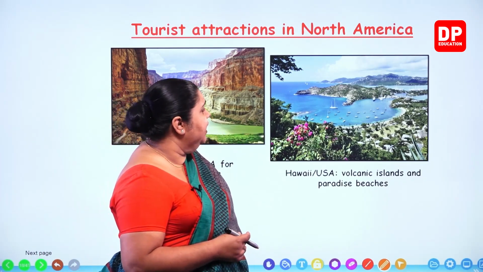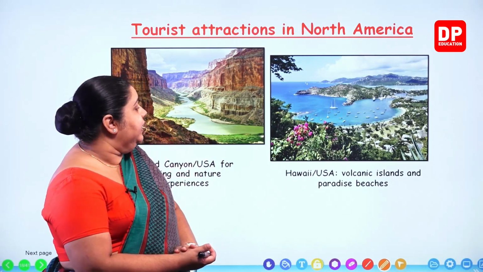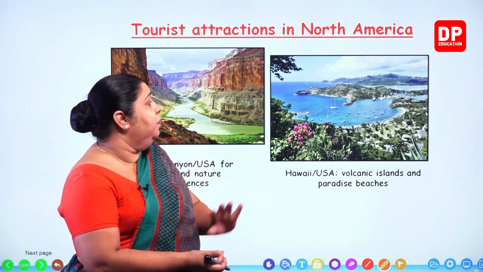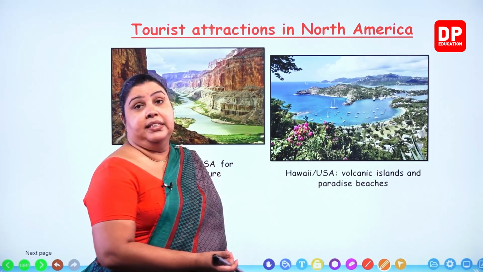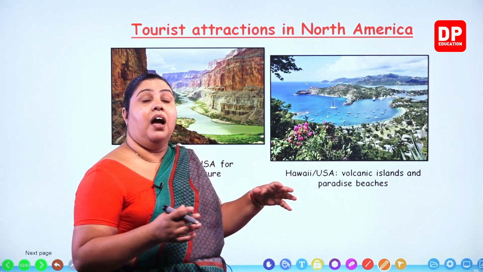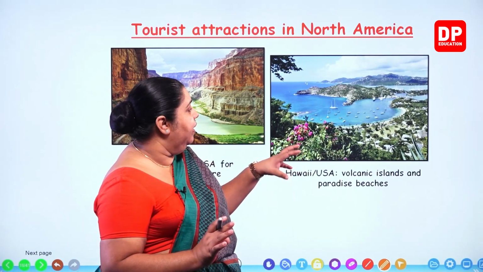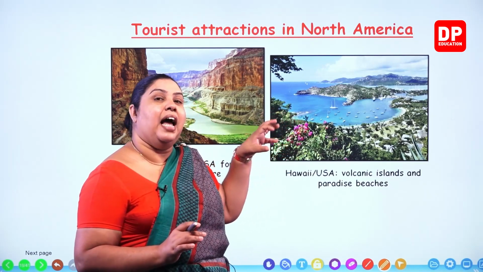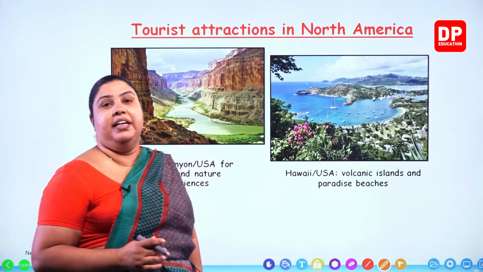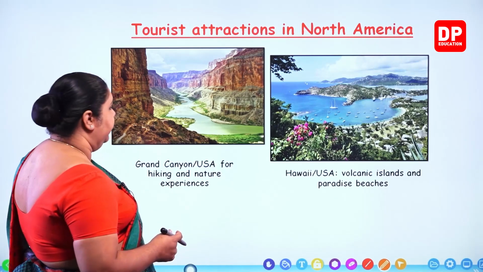The second one is Hawaiian Islands. Hawaii in the United States. That is a volcanic island with paradise beaches. It has a lot of volcanic islands. ඒකේ ගිනි කඳු තියෙනවා මේ Hawaiian දූපත්වල. හැබැයි ඉතාම අලංකාර මුහුදු ප්‍රදේශයක්. So Hawaii has a lot of little islands, පුංචි දූපත් වලින් සමන්විත ඉතාම ලස්සන ප්‍රදේශයක් තමයි Hawaii. So that has also got the attraction of tourists in North America.